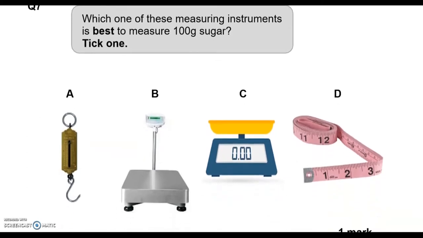Which one of these measuring instruments is best to measure 100 grams of sugar? Tick 1. Well, C is a kitchen scale, so that's the one I'm going to tick.